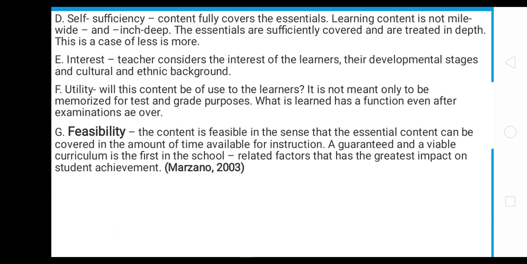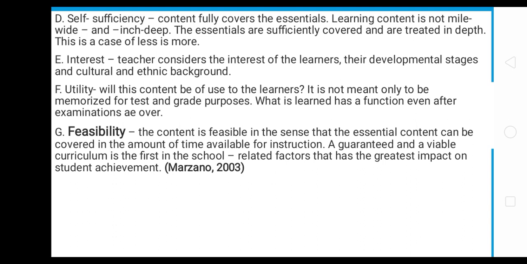And next is utility. Will this content be of use to the learners? It is not meant only to be memorized for test and grade purposes. What is learned has a function even after examinations are over. So utility means the usefulness of the content or subject matter. Students think that some subject matter or some subjects are not important to them. They view it as useless. As a result, they don't study. Students only value the subject matter or content if it is useful to them.